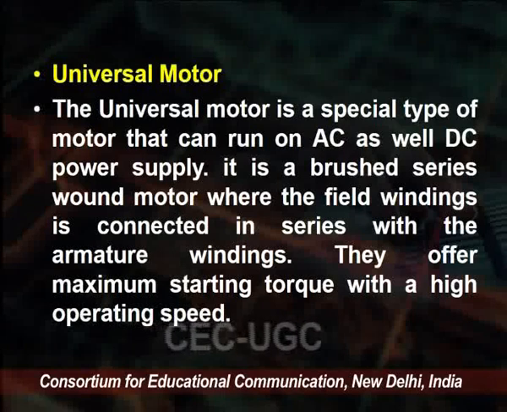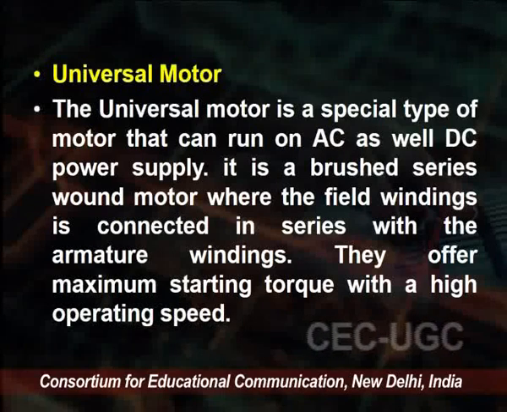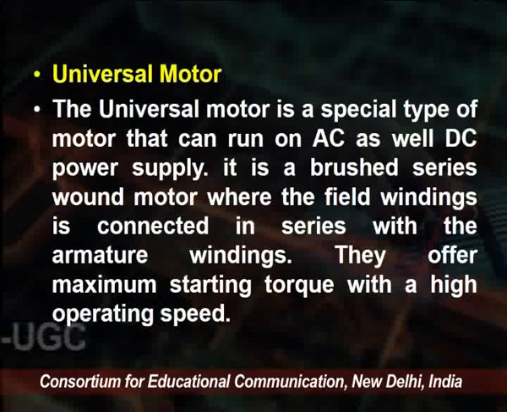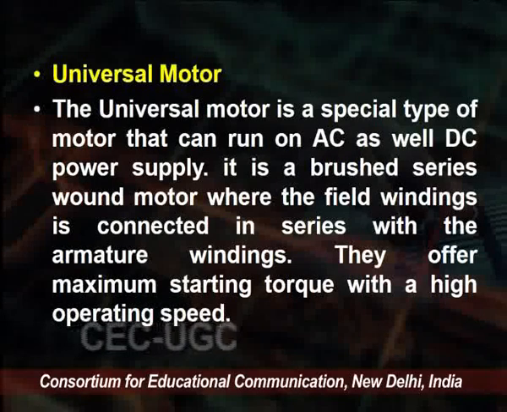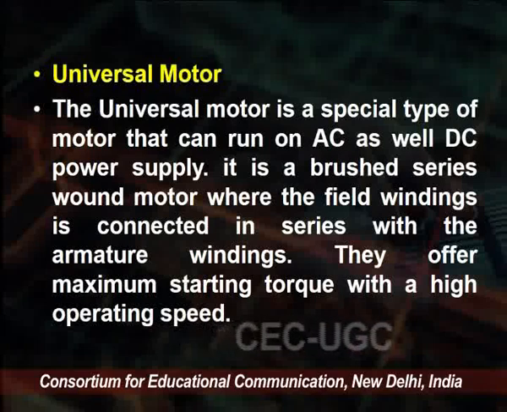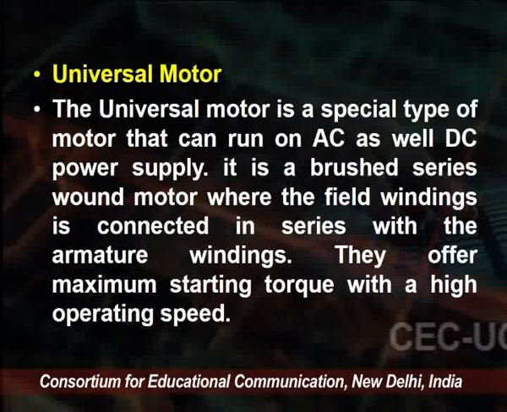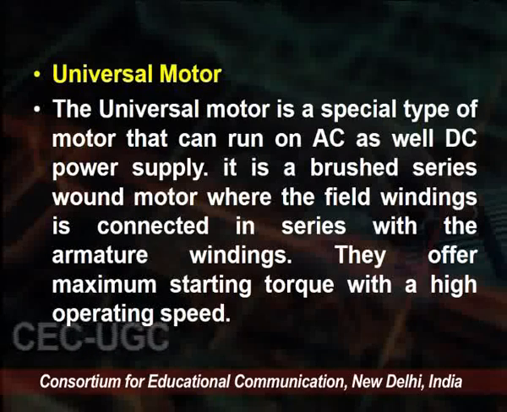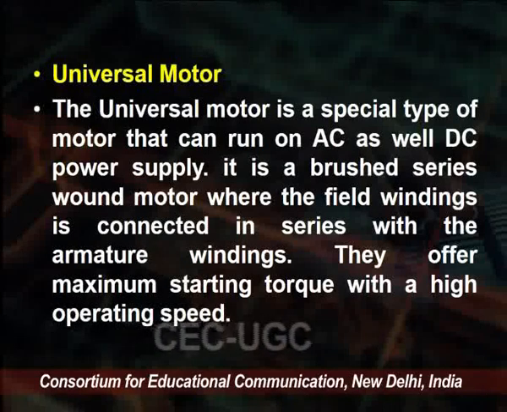And another type of motor is the universal motor. This universal motor is a special type of motor that can run on AC as well as DC. It is a brushed series wound motor, where the field winding is connected in series with the armature windings. So they offer the maximum starting torque with a high operating speed.